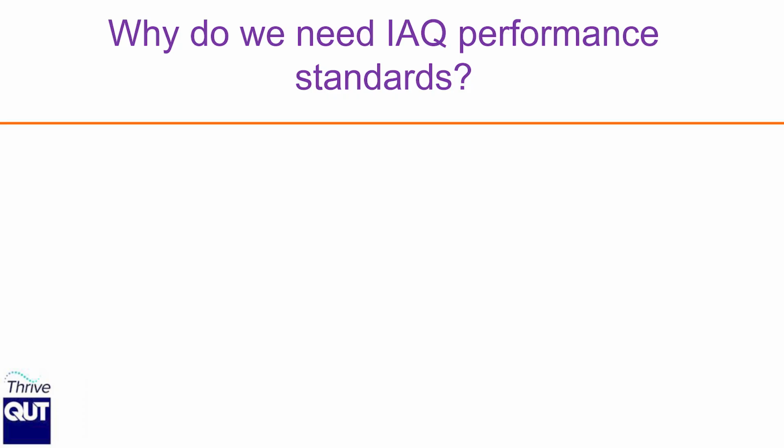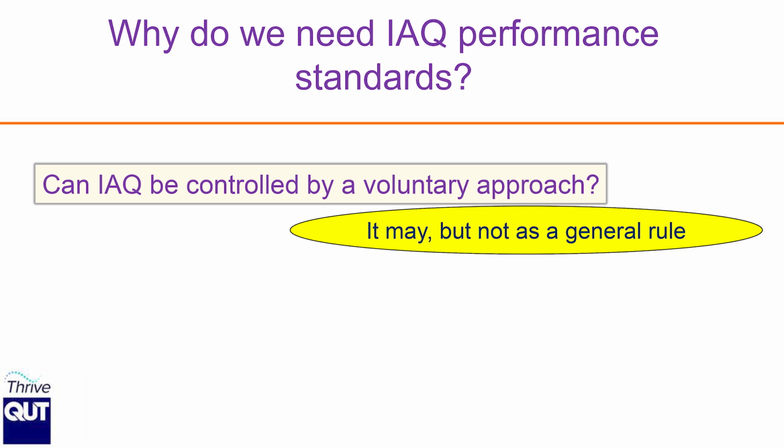Well, one can ask the question, why do we need indoor air quality performance standards? Can indoor air be controlled by a voluntary approach? There are voluntary rating schemes, like the very important WELL scheme, green building schemes, and so on. And they play an important role in demonstrating that this can be done, and it is being done. But the issue is, it's not a general rule, and it is creating inequity, because those who can afford to comply with the schemes do, but others don't, particularly schools, basically never. So a voluntary approach will not resolve the issue.